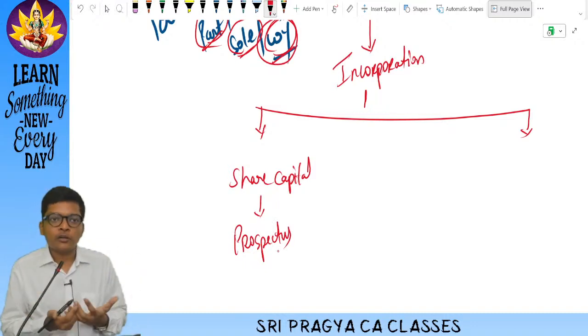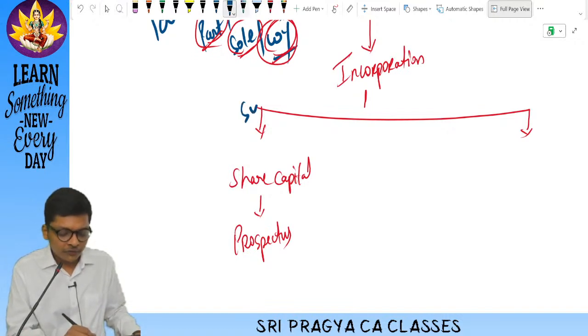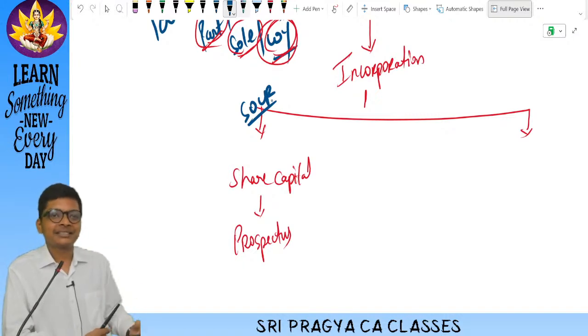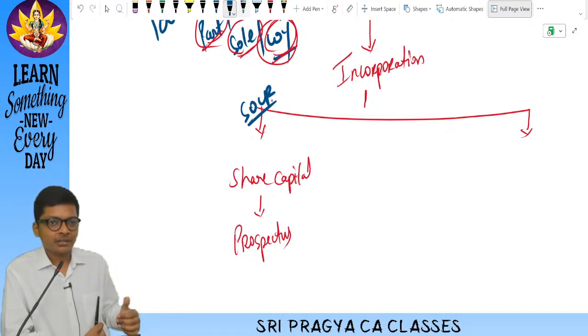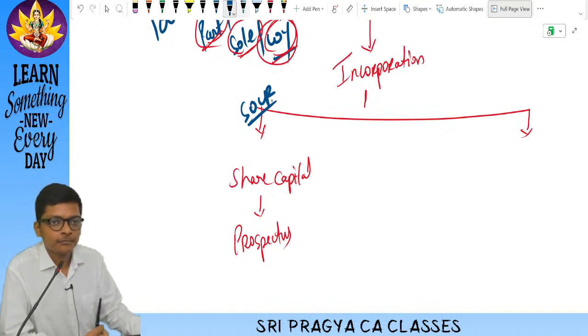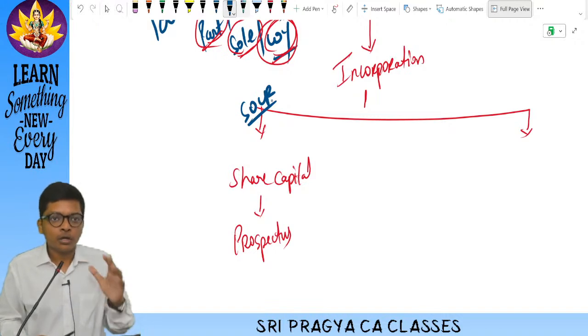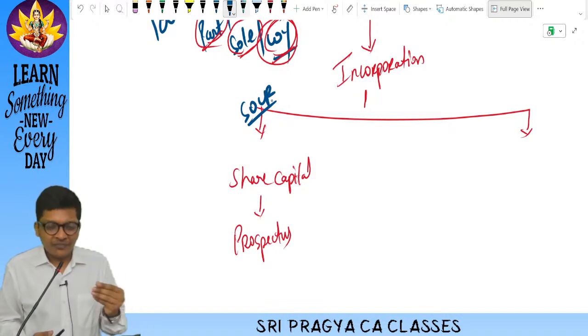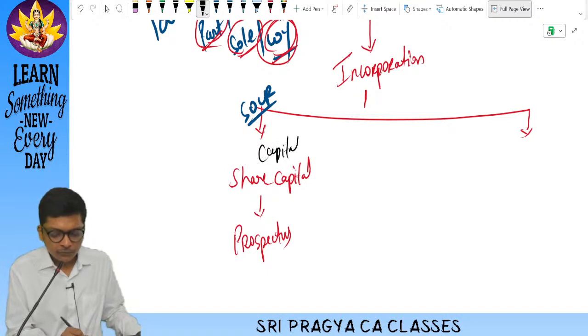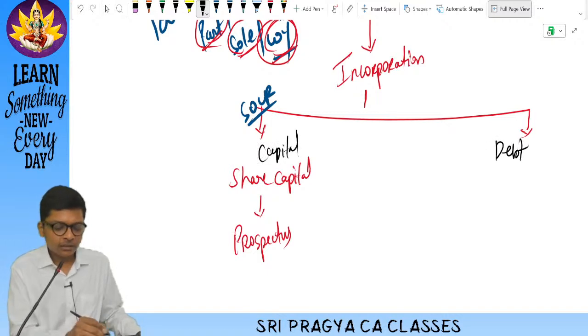Now Murugan got a lot of money. Let's say Murugan got 50 crores to start a business. He is starting a big business, guys. Why does he want more? A small business he can do by himself. Now he felt 50 crores is not enough. He wants another 5 crores. Where will he go? Murugan, where will he go? Bank. 5 crores. Bank will give what? Loan. So your funds can be either capital or debt.